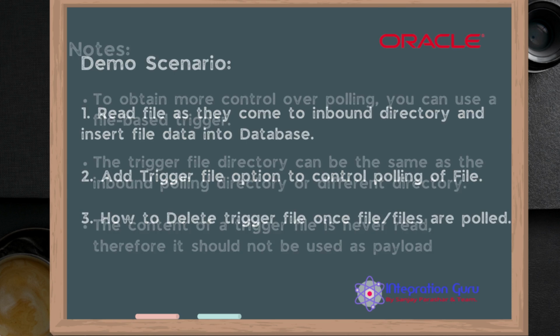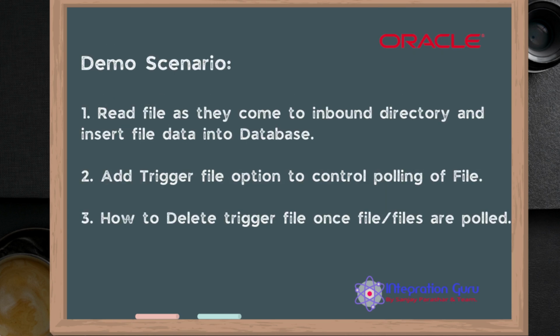So we'll do a demo explaining this trigger file, and in that demo we will do these three things. First, we will read files as they come to the inbound directory and insert the file into the database. Initially we will not use a file trigger. We'll simply read the file content and insert it into the database. Then we will add the file trigger option to control the polling of the file. Once we set that, the polling will happen only once the trigger file is placed in the trigger file location.